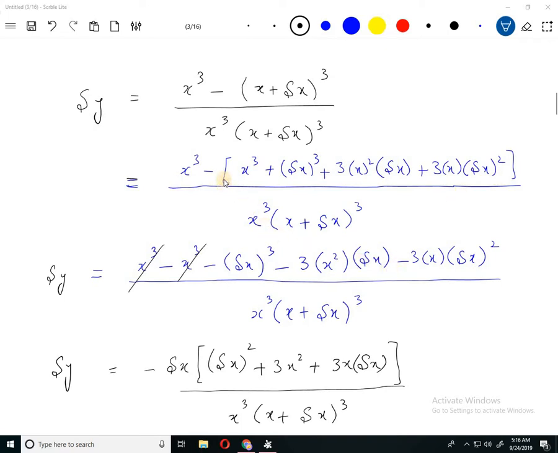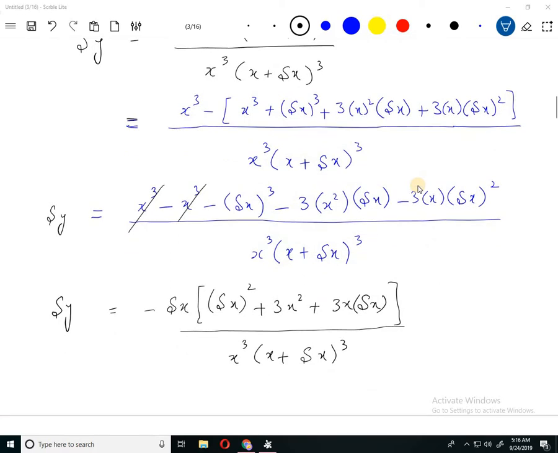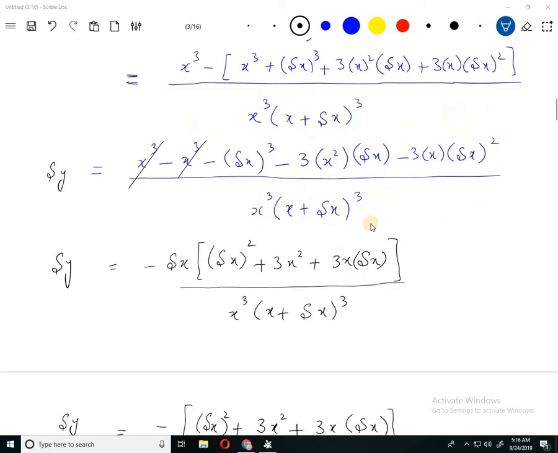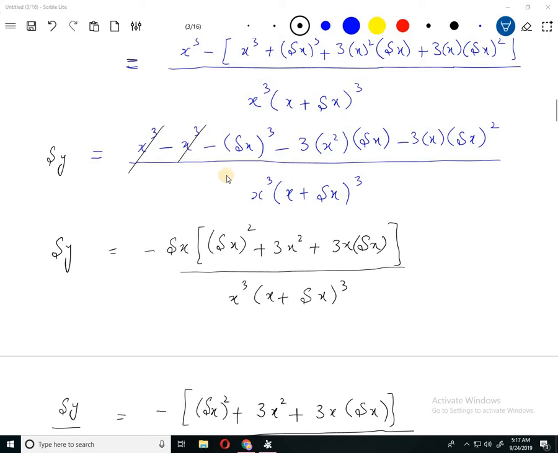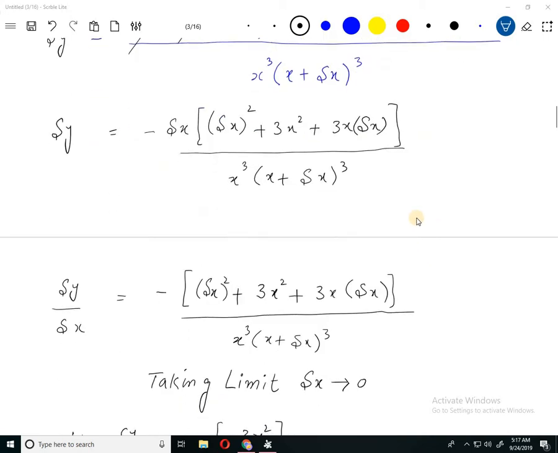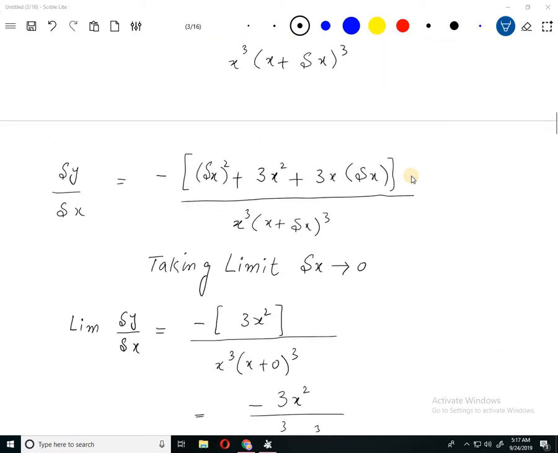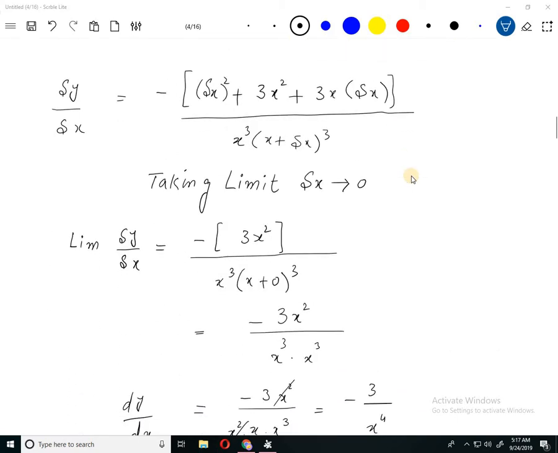Now after removing the parentheses, the brackets, the terms cancel, these two terms cancel out, and from the remaining terms I have taken negative delta x as a common factor. Now I can divide by delta x on both sides, and then I can take limit.